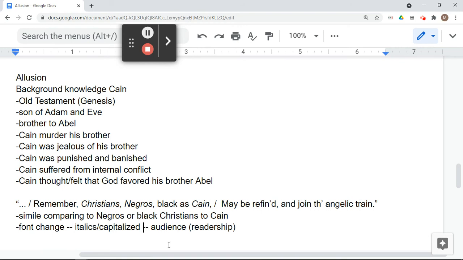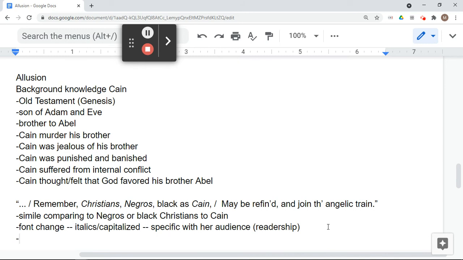And so thinking about this simile, why do this? Well, it's a simile comparing Negroes, or Black Christians, to Cain. She's got a font change, italics and capitalized, because she's being very specific as to who she's talking to, specific with her audience. And why else do this? Is this sort of letting people know that I recognize that you view us as the other? So could that also be why this reference to remember Christians, Negroes black as Cain?